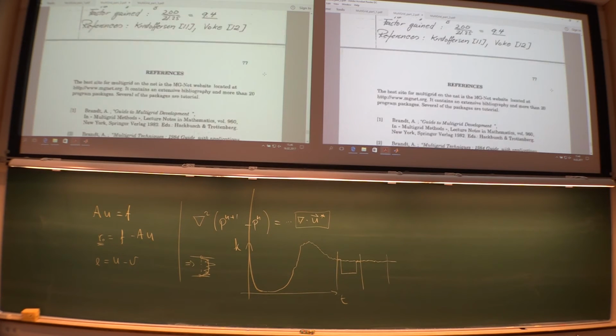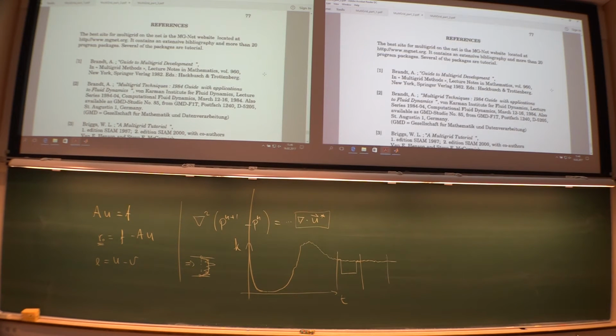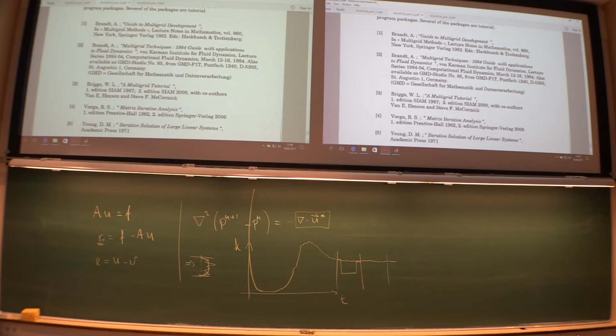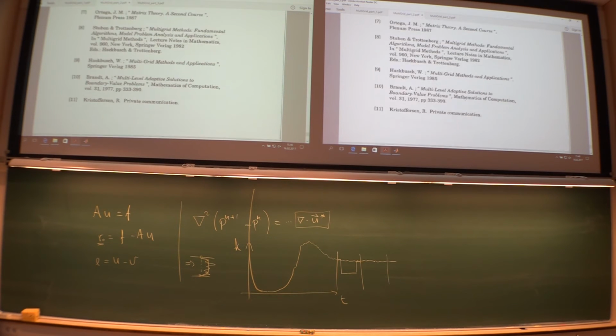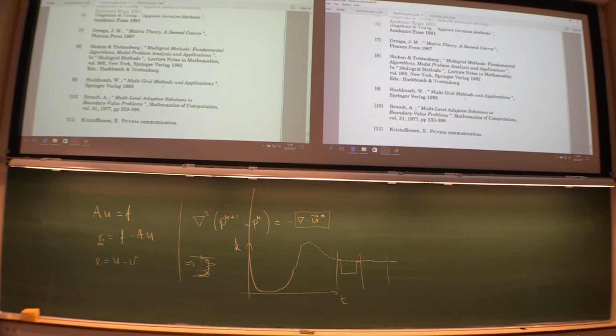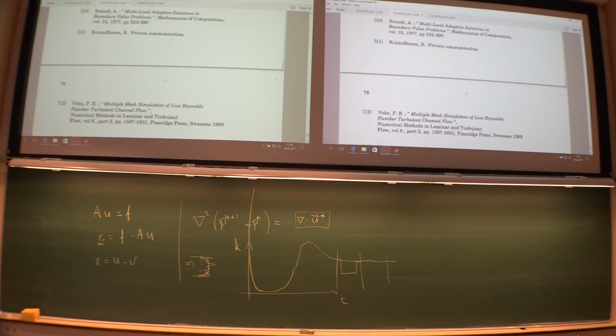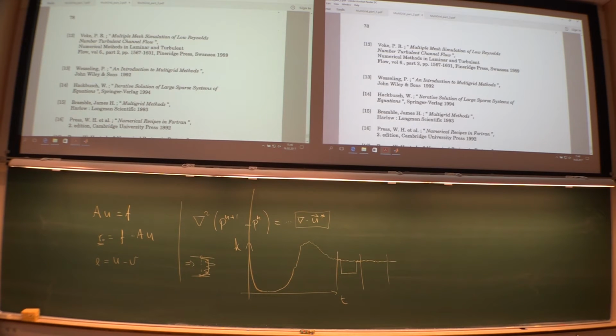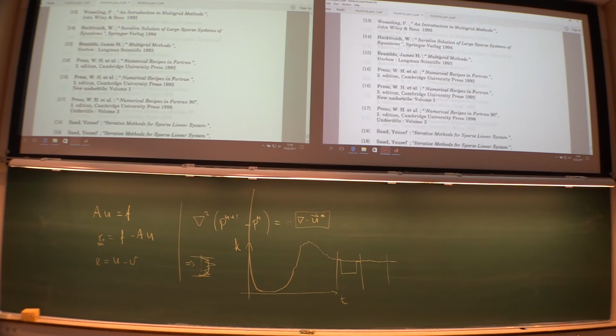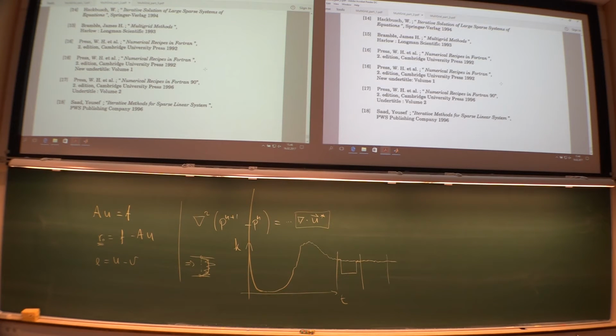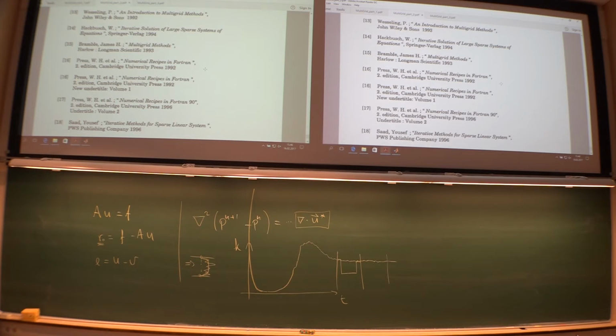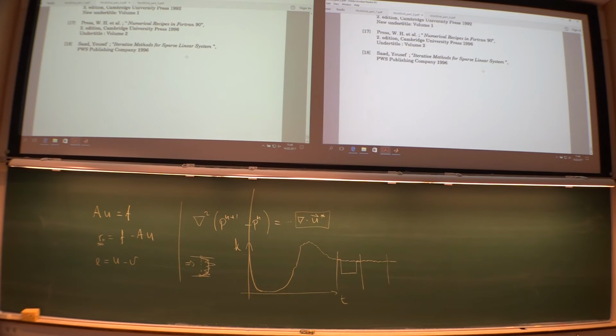Finally, I just want a reference, of course. Here the book by Briggs, definitely recommendable, easy reading. The other ones here can be very heavy, and some of them I will not recommend you to even open. Wesseling, Hackbusch, these guys, they are very clever when it comes to numerical theory, but wow, they are heavy to read. Try to open one once. I will never do it.